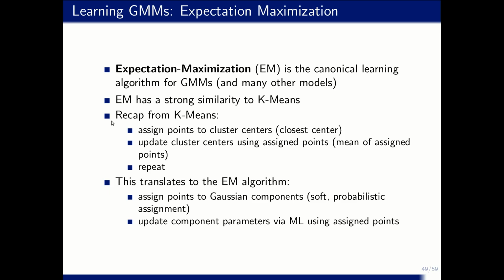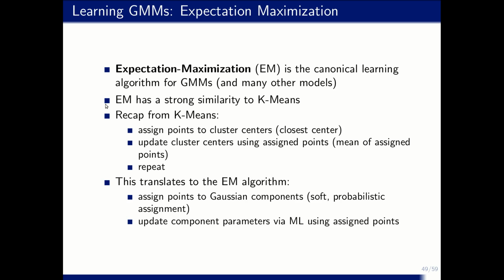So how do we actually fit Gaussian mixture models? The canonical learning algorithm is called expectation maximization, or EM. This is the canonical learning algorithm for Gaussian mixture models, and in fact also many other models which we won't discuss here. So we'll only discuss EM in the context of Gaussian mixture models. And EM will ultimately look very much like k-means to you.